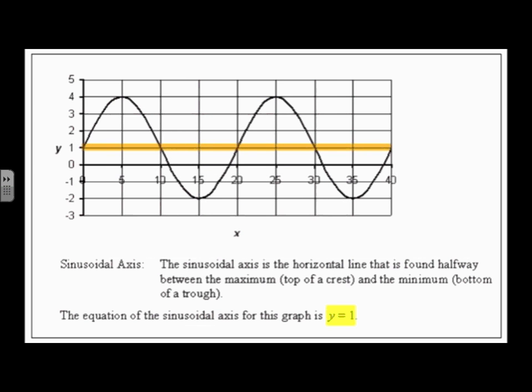The next thing we'll look at is the sinusoidal axis. The sinusoidal axis is halfway between the maximum and a minimum. We can read it directly off this graph. Our maximum is at 4, our minimum is at -2, and halfway in between is at 1. So we write the equation as y equals 1. You can't simply just say 1, you must say y equals 1.